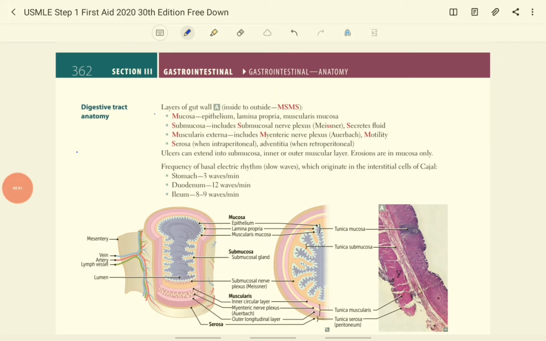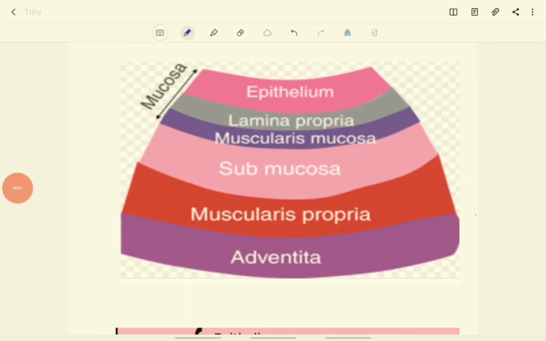In this video, we can talk about the layers of gut wall and its histology. Our gut wall is made up of four layers: mucosa, submucosa, muscularis, and serosa if it is an intraperitoneal organ, adventitia if it is a retroperitoneal organ. Let's see the image to get more clarification.